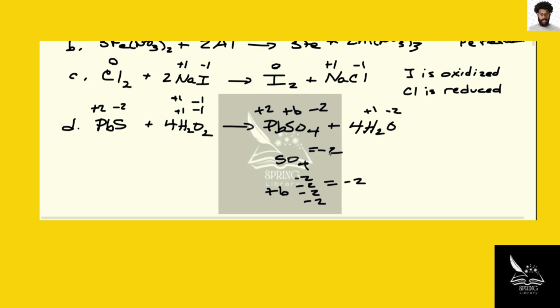So what happened in this one? The sulfur went from -2 to +6. That got oxidized. And the oxygen went from -1 to -2. It went down. The oxygen is reduced. So the lead and the hydrogen didn't have a change in oxidation state.